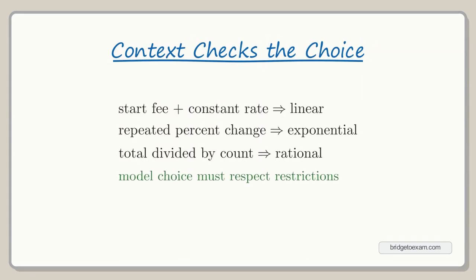Context matters too. A fixed starting fee plus a constant charge per unit is usually linear. Repeated percent growth or decay is exponential. Average cost as total cost divided by number of items may create a rational model. The story should agree with the pattern.